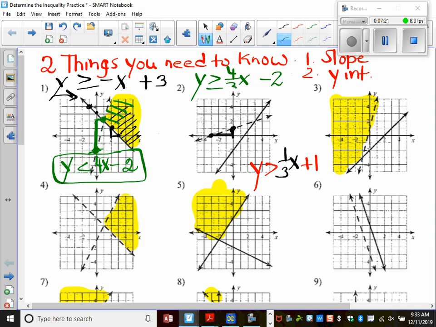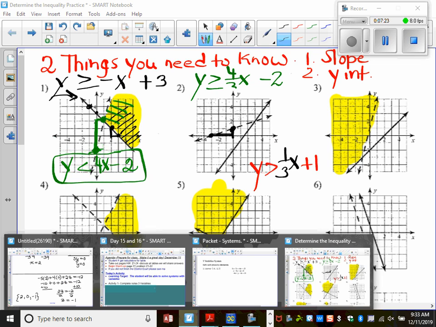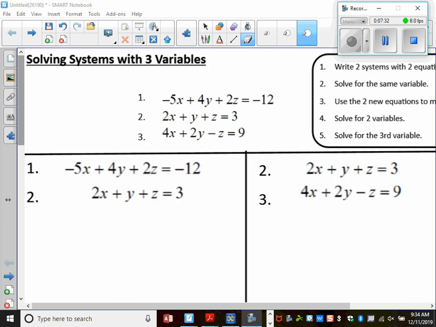All right, let's move on to part 2 of our lesson. So go to your second set of notes. Okay, so notice on this one, it says solving systems with 3 variables. So we have an x, a y, and a z. Okay, so we have 3 variables this time instead of 2. So what we're going to do is follow the steps listed over here.